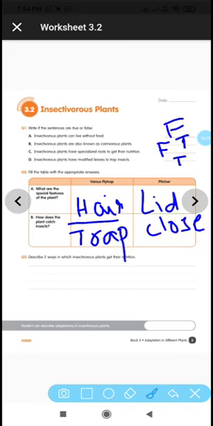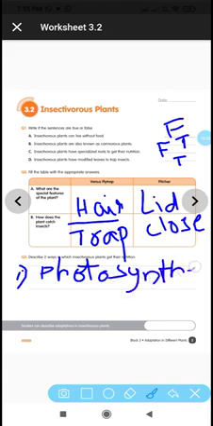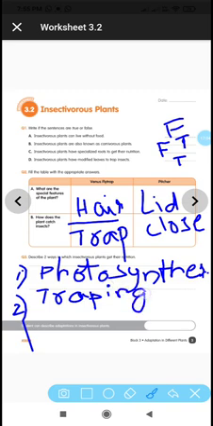Now the next one, the third one, describe two ways in which insectivorous plants get their nutrition. So how are they getting their nutrition? One way is by photosynthesis, and the other way is by trapping the insects. They trap the insects and also obtain nutrients from them. So these are the two ways they are getting nutrients.